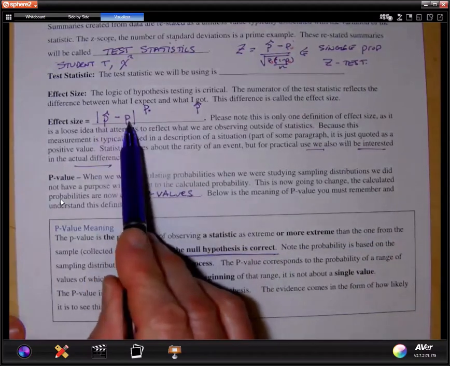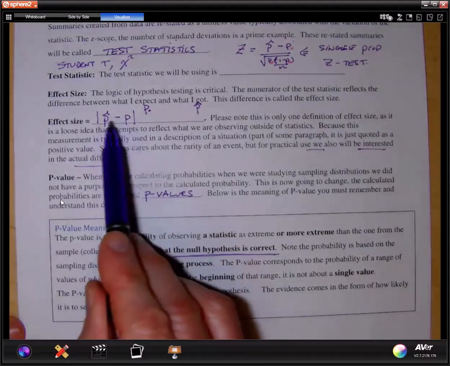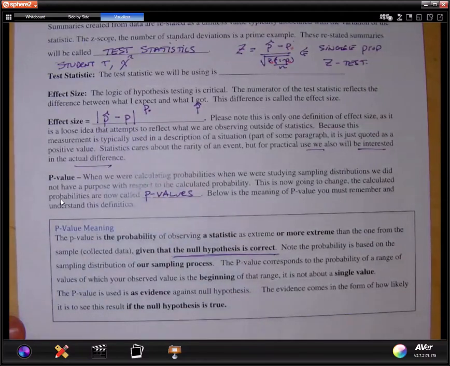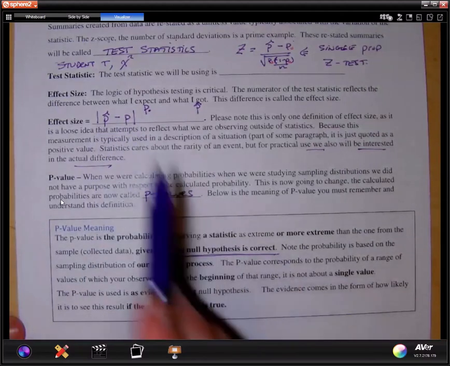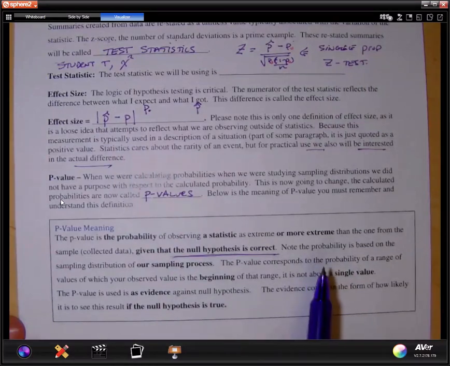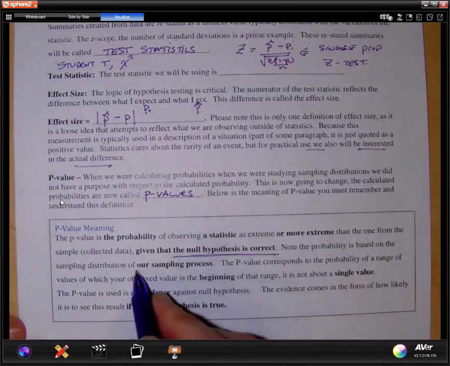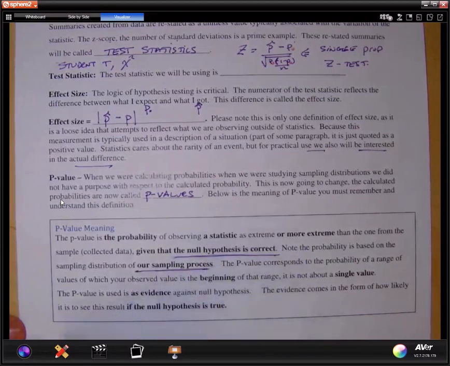So that's what this difference right here. How extreme is this difference? That's what it's asking. What's the chance of observing something that far away? Note the probability is based on the sampling distribution of our sampling process, whatever it happens to be. So in this case, it is the sampling distribution of proportions.